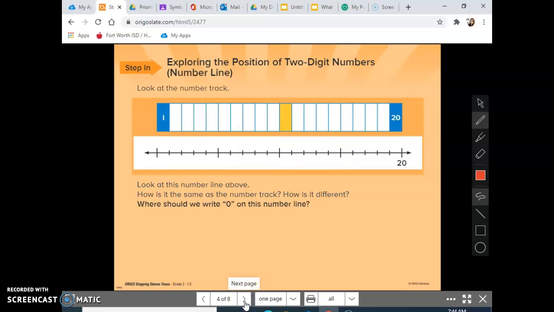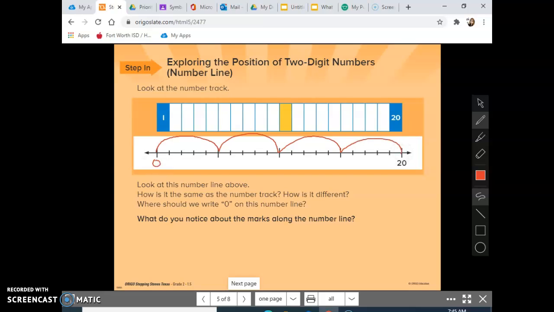Now, the number 0 on the number line is always at the very end or at the very beginning. So in this case, it is all the way over here, the opposite direction from the number 20. Now remember, the marks on the number lines are varying lengths. The longer ones allow us to skip count on our number line. In this case, the longer lines represented skip counting by 5. So we started at 0, 5, 10, 15, and 20.